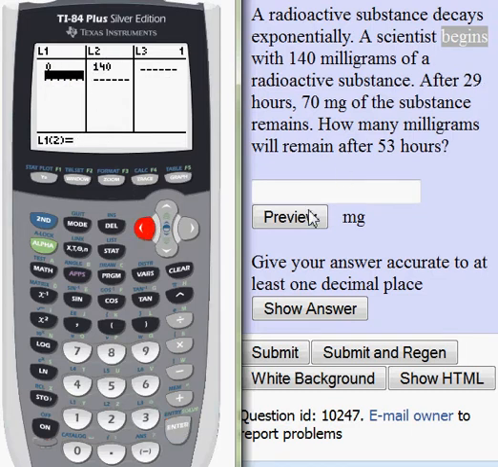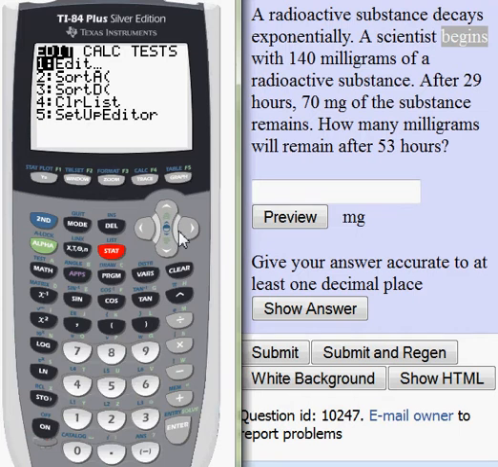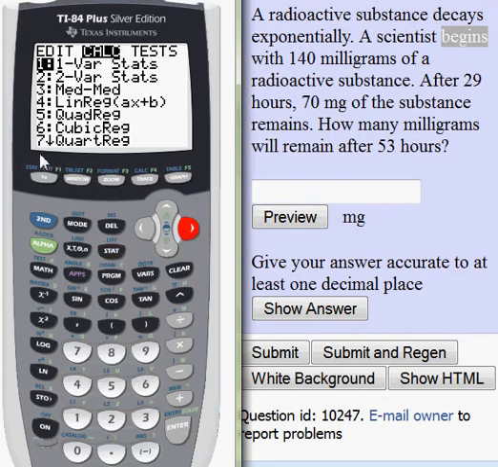I'm going to left arrow over. It also says after 29 hours, I'm going to type in 29, right arrow over, press Enter, then right arrow over. It says after 29 hours there's 70 milligrams left, so press 70. Press Enter. Now I have the data in. It takes 2 points a minimum to define the equation of an exponential. And if I want exponential regression, that can be obtained by simply pressing Stat, right arrow, and then option number 10 can be accessed just by pressing 0. Option 10 is exponential regression.